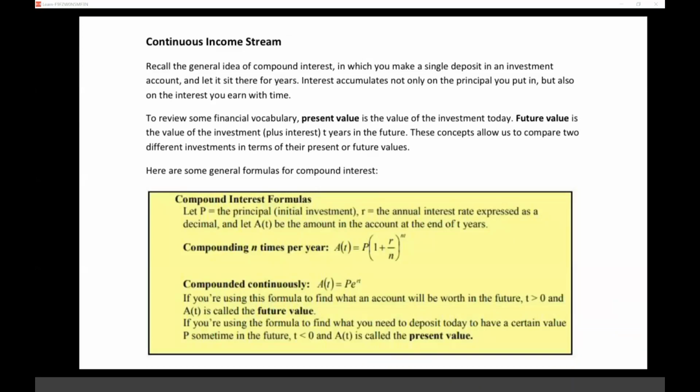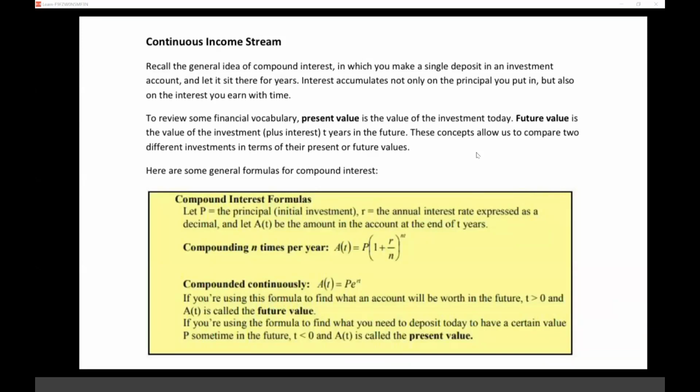So I want to go over some financial terminology, and that's present value and future value of money. There's what's called the time value of money because of interest. A dollar today is worth less than that dollar invested would be worth in the future, because the assumption is you're going to get paid interest on it. So present value is what the money's worth today. Future value is the money's value plus its interest, however many years in the future.